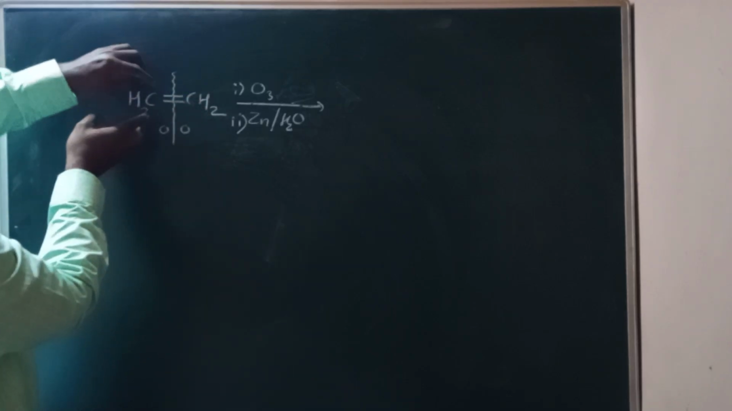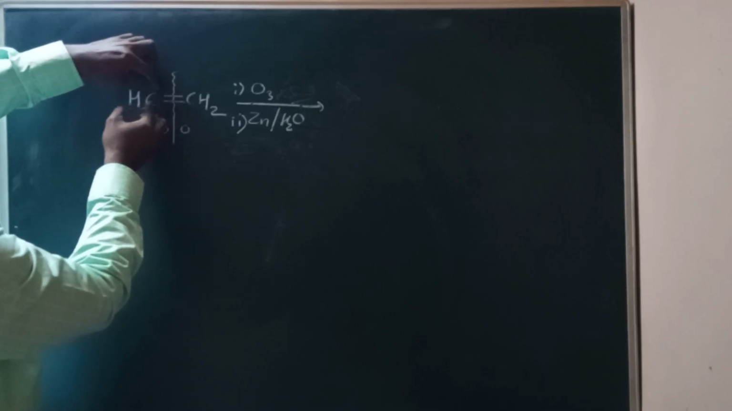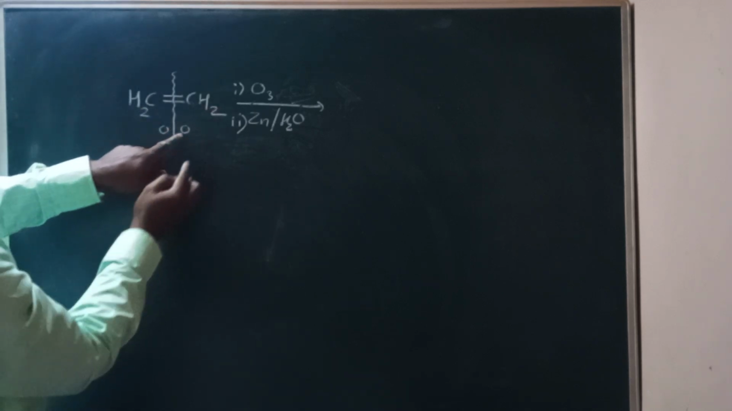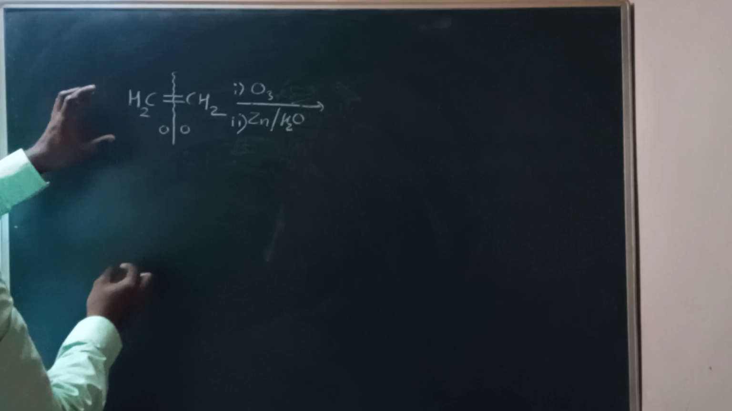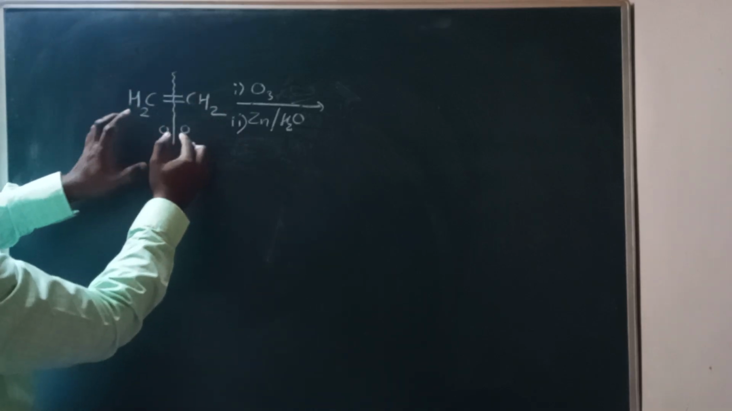Double bond as it is. And the double bond, what will we do? We will join the double bond with oxygen. So carbon will be doubly bonded with this oxygen. Similarly, this carbon will also form a double bond with this oxygen. That means what do we get here? CH2 double bond O, and from here also CH2 double bond O.